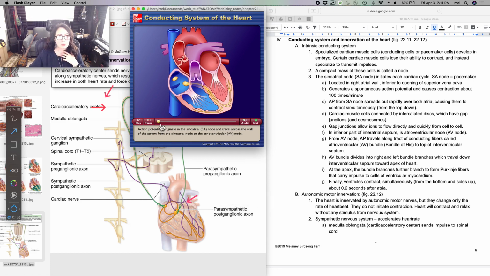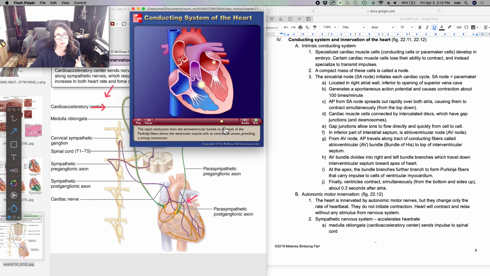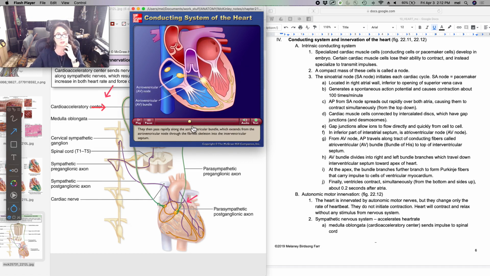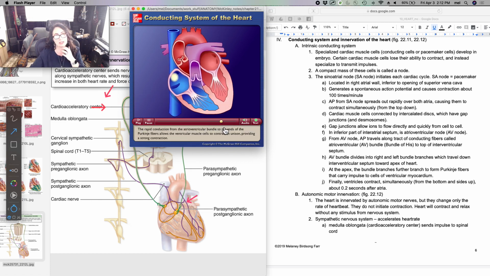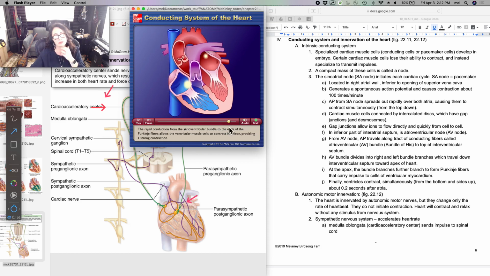Okay, so what we are seeing is the SA node depolarizes. It's not showing you contracting yet. And then the AV node depolarizes, which gets the stimulus, sends it down the AV bundle to the left and right bundle branches and then up the Purkinje fibers. Now what they're showing here is that this will cause atrial contraction, pause, ventricular contraction, atrial contraction, pause, ventricular contraction.